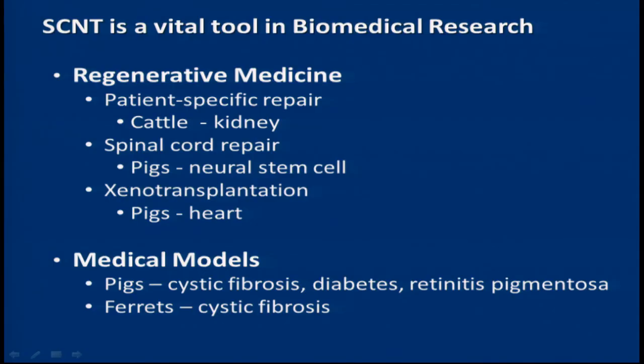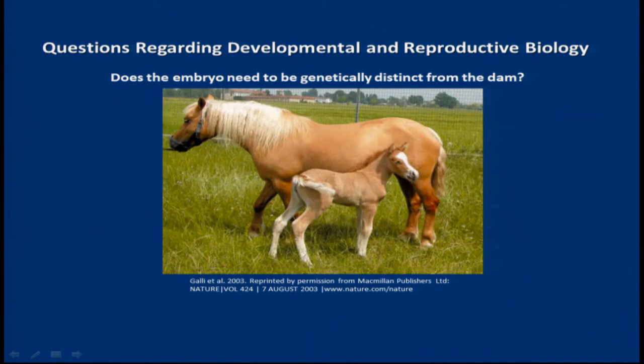Xenotransplantation, so in this case, they're altering the pig such that the heart is more compatible with humans so that it's not rejected upon transplantation. And somatic cell nuclear transfer has also been used to establish medical models for such things as cystic fibrosis, diabetes, and retinitis pigmentosa, among a large number of others. So somatic cell nuclear transfer really has a number of advantages for this research.